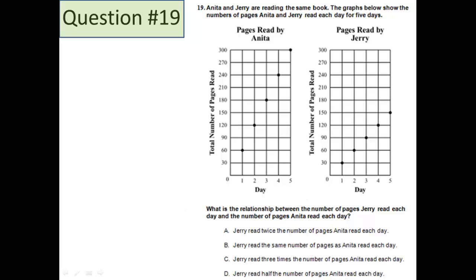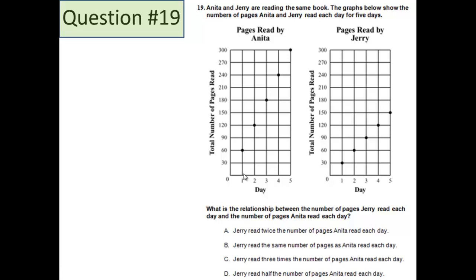It says, what is the relationship between the number of pages Jerry read each day and the number of pages Anita read each day? I see Jerry read twice the number of pages Anita read each day. Jerry read the same number of pages as Anita read each day. Jerry read 3 times the number of pages Anita read each day. Jerry read half the number of pages Anita read each day. We can't block off these multiple choice answers because we need to figure out which one of these is actually true. And here's what we're going to do.